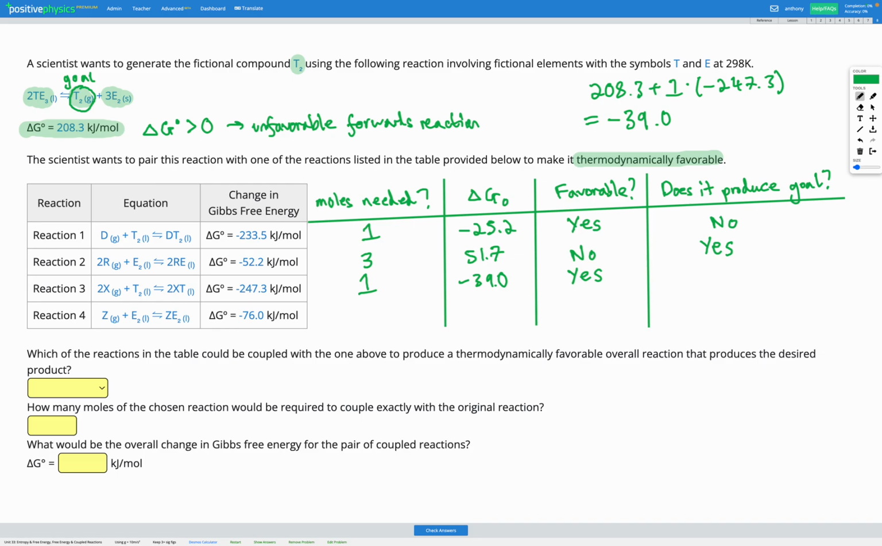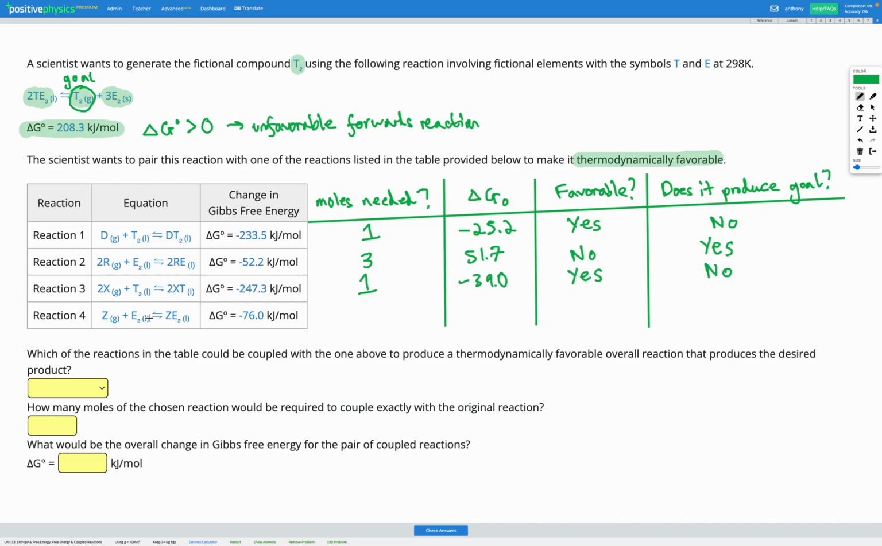However, we need to look at, does it produce the goal? So our goal is to produce T2. Again, this reaction here actually uses up T2. So that doesn't produce our goal compound because it's going to get used up. So no, this does not produce our goal compound.